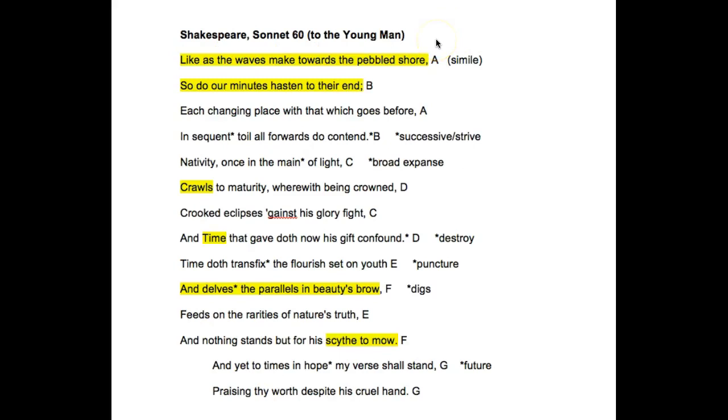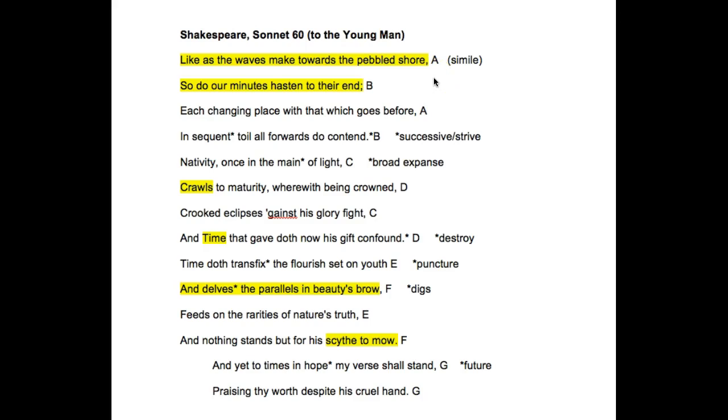So moving on to Sonnet 60, the second sonnet that's addressed to the young man. And it's not really about the young man at all, really. It's more of a meditation on the passage of time and mortality. And it reads, "Like as the waves make towards the pebbled shore, so do our minutes hasten to their end.